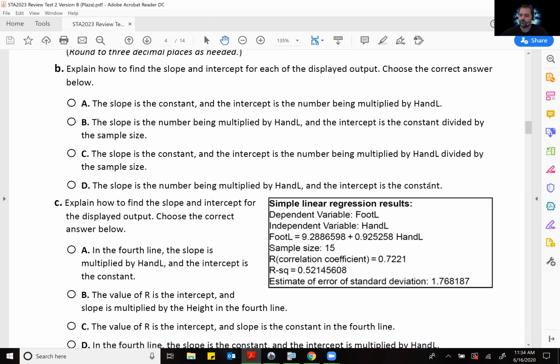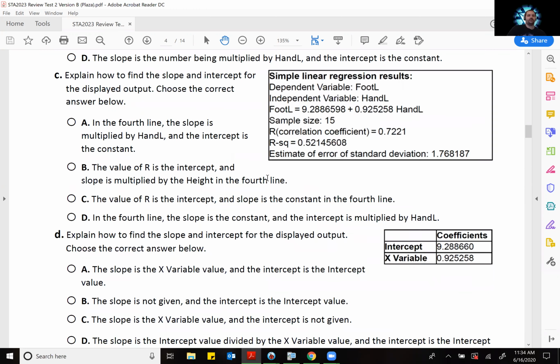I like how you guys are reasoning some of these answers out loud, saying, well, we know it can't be this. That's always helpful. Narrow down your options. All right, explain how to find the slope and the intercept for the displayed output.